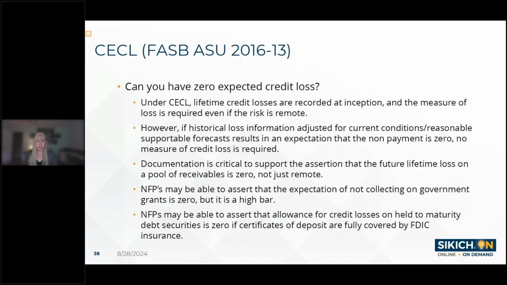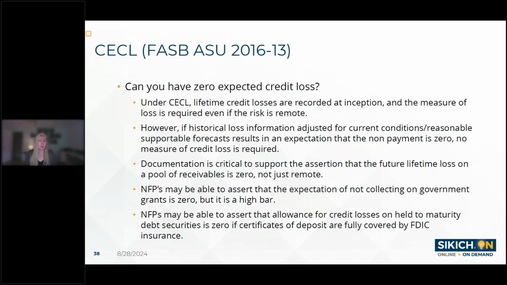So a question that's commonly asked is, can you have zero expected credit losses? Under CECL, you're required to estimate recorded losses at inception, even if that risk of loss is remote. So in order to have zero credit losses, it's a really high bar. You really want to make sure that you've documented why you assert that there's zero expected credit losses over the lifetime of that financial asset.